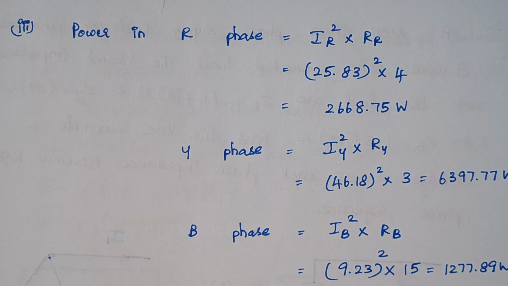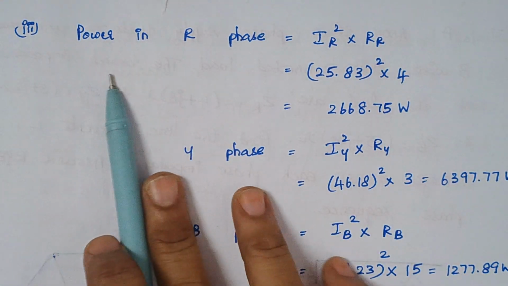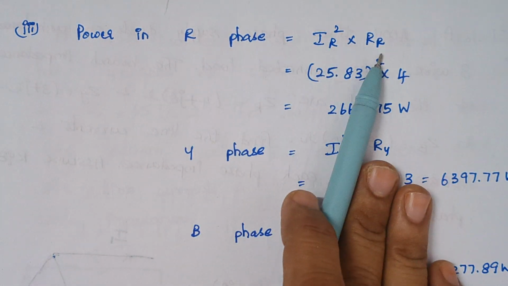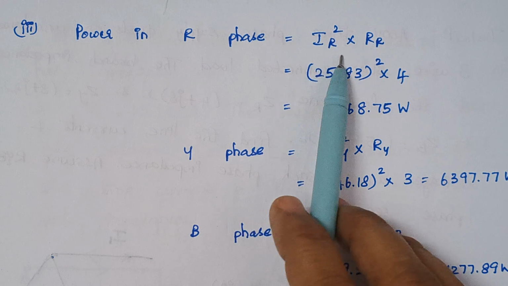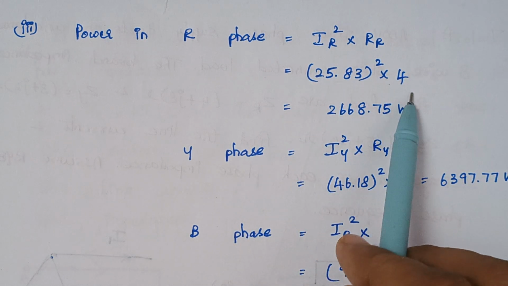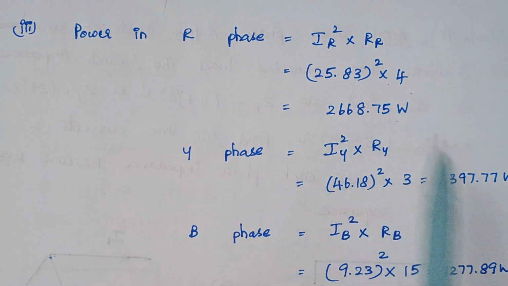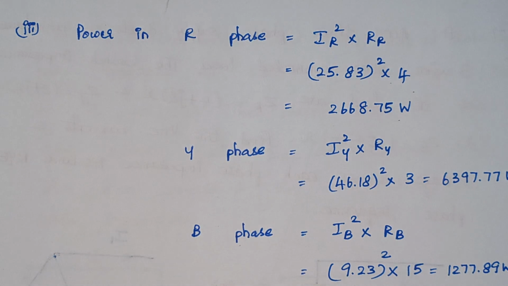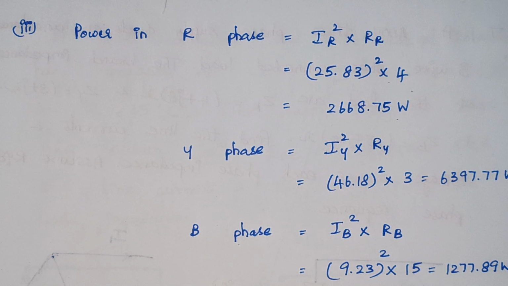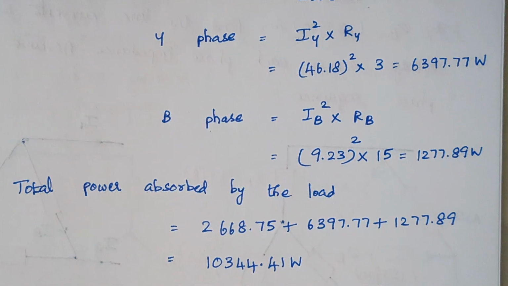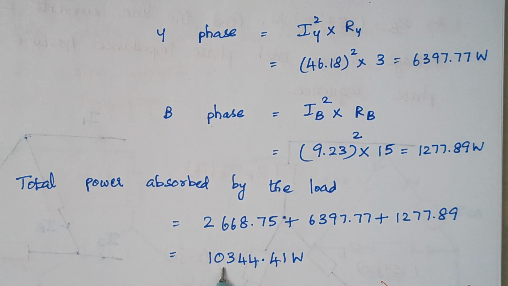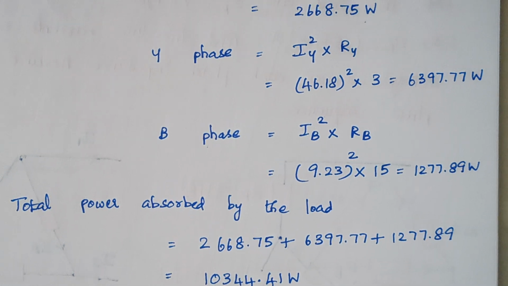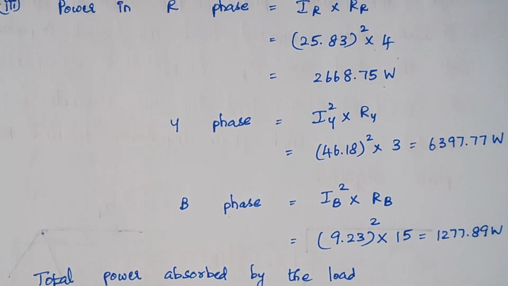Power. So power in R phase is given by, the general formula for power is I square R, right? So here the value of IR multiplied by this R gives an answer, and similarly for Y phase and similarly for B phase, right? So the total power absorbed by the load is 10344.41 watts, right? So here we are saying it as an unbalanced network.